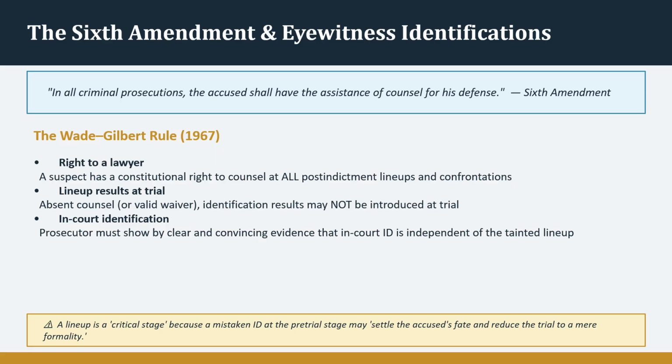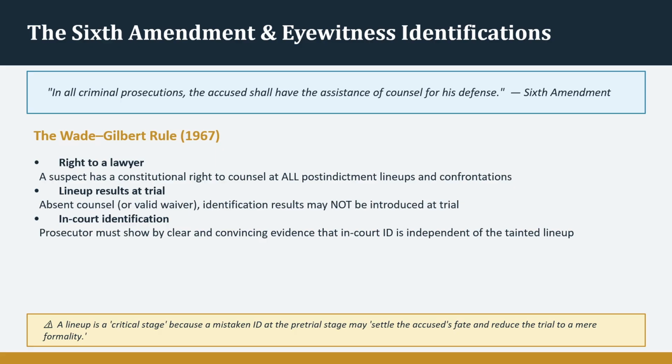Why did the court say a lineup is a critical stage of prosecution? Because the consequences of a misidentification at a pretrial lineup are almost irreversible. Research shows that a witness who identifies someone at a lineup is virtually certain to identify that same person again at trial. Their memory of the event becomes anchored to the face that they selected. And when that witness takes the stand and points to the defendant and says, "That's the person," juries give that testimony enormous weight. A wrongful identification at a lineup can effectively seal a defendant's fate before the trial even begins.